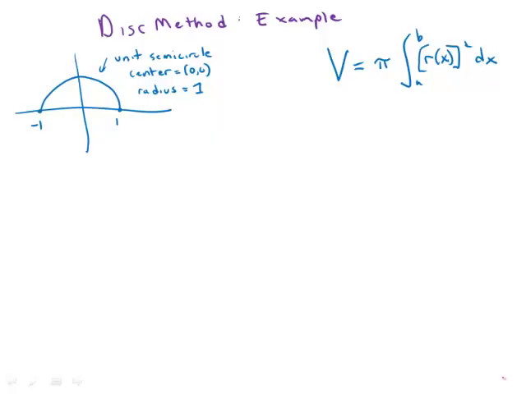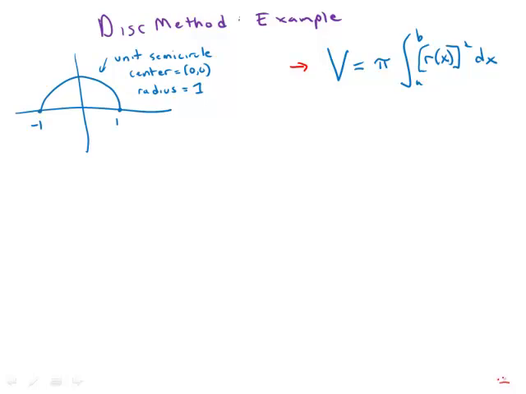So in this video, I'll show a simple example of applying disk method. So here we have the general formula for simple disk method, and what we're going to rotate is the unit semicircle. That is to say, a semicircle that has a center at the origin and a radius of 1, and it's all above the x-axis.